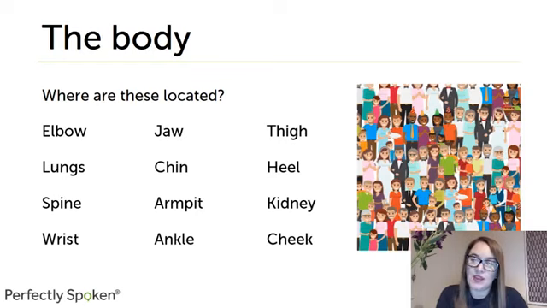Now, what I'm asking you here is, where are these located on your body? They might be internal or external, but where are they located? So pause the slide and have a think. There might be a clue in the word, or you might have heard these words used in a different context, which might give you a hint, but pause the slide and see if you can think, where are these located? Okay, did you have any idea?